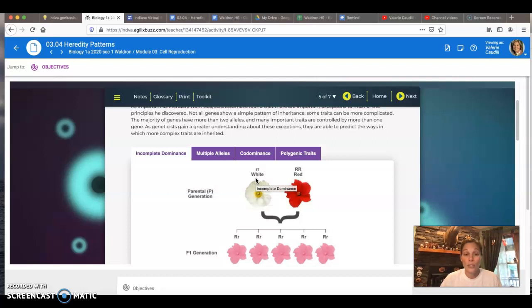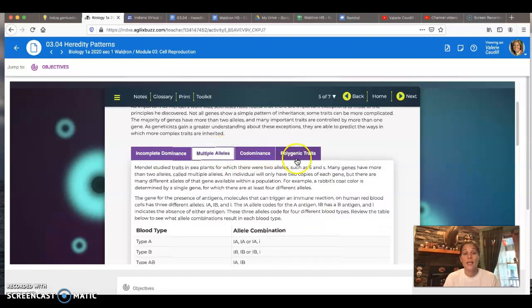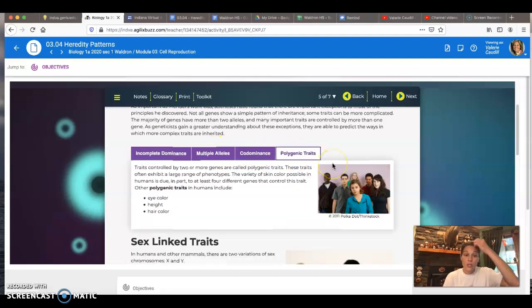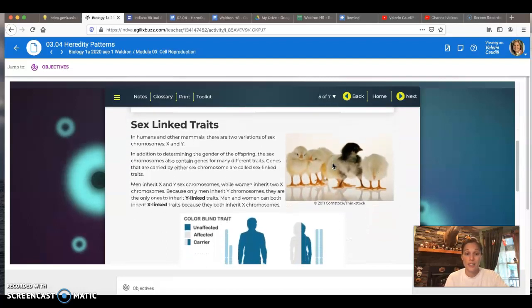So we have incomplete dominance, we have codominance, we have multiple alleles, and polygenic traits. So you want to make sure that you document that information as well. Definitions and examples of each would be great. And then go on to sex-linked traits.